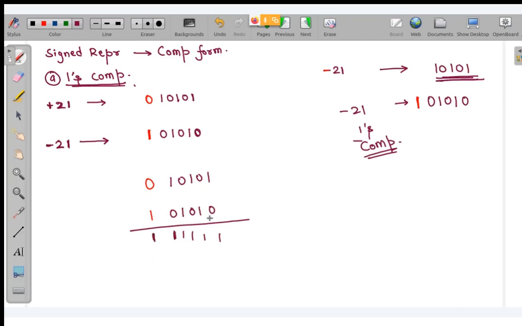Up to this point, is it clear? Tell me. Up to this point, is it clear? Now tell me, is this result correct?